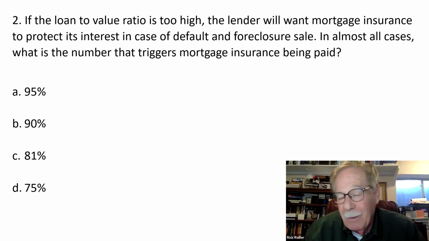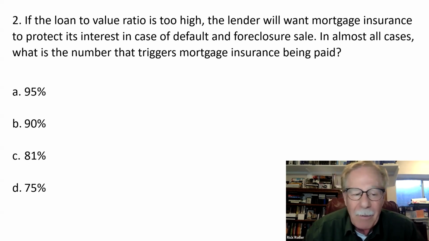So they would rather you had a decent amount of down payment. Traditionally, what is that down payment that makes them warm and fuzzy and comfortable and able to sleep at night? Well, it's 80%.